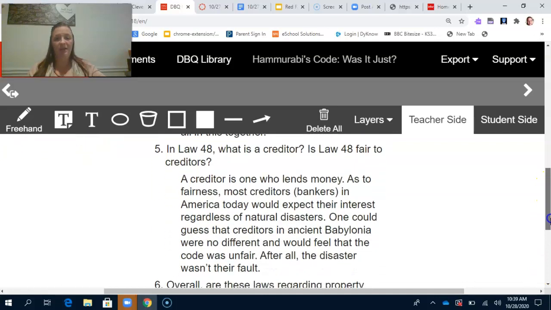Number 5, in Law 48, what is a creditor? Is Law 48 fair to creditors? So a creditor is somebody who lends money, like a banker today. And as to fairness, most creditors in America today would expect their interest regardless of natural disasters. So they would still expect to be paid regardless of something that has happened, especially if it's out of their control.